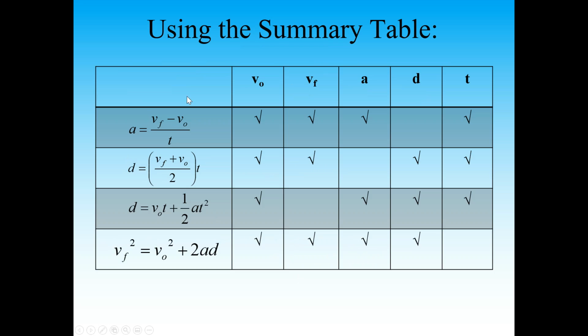So this is the table that you'll use, and this is in your workbook as well. You can just figure out, okay, I have all these, or I'm looking for 3 of the 4, or I'm looking for 1 of the 4, but d is not mentioned at all. I'd use this formula, and so on. So this will help you hopefully figure out which formula to use.